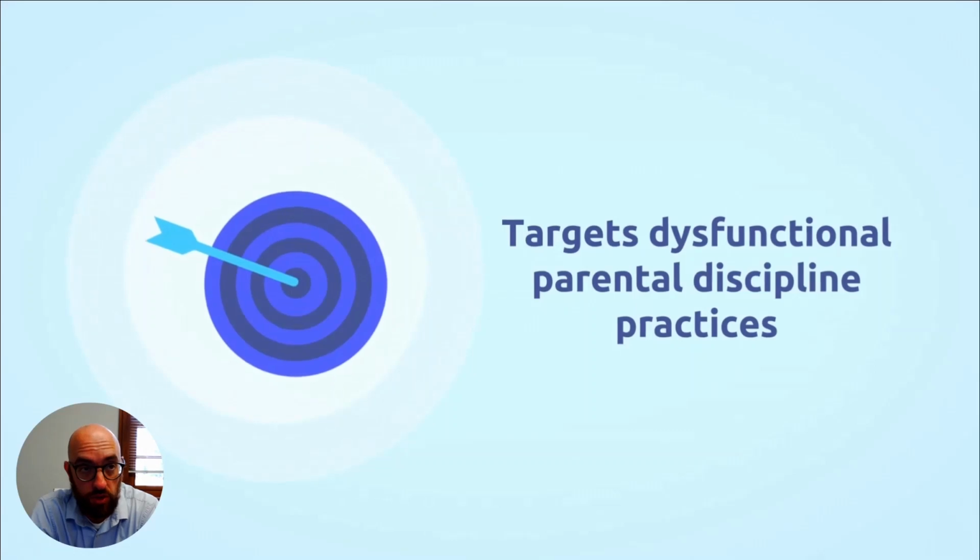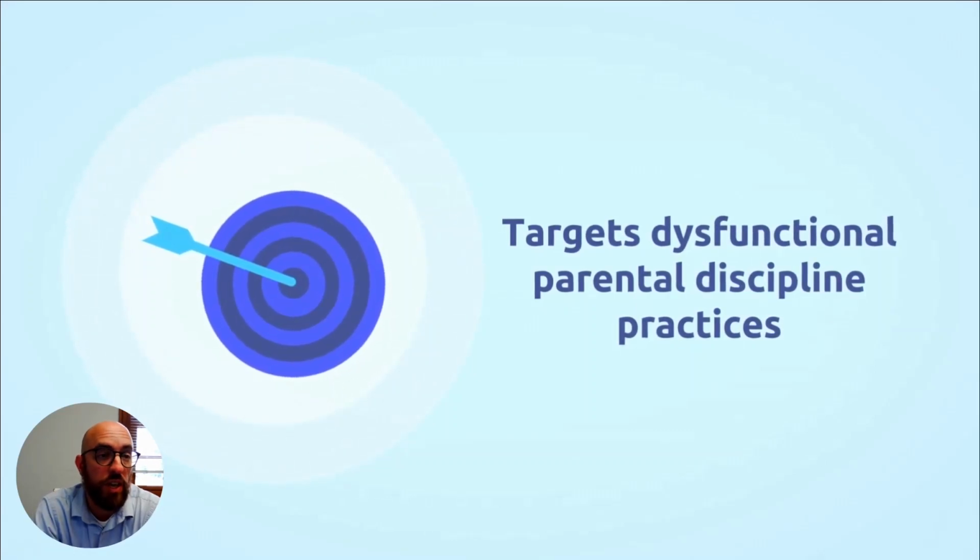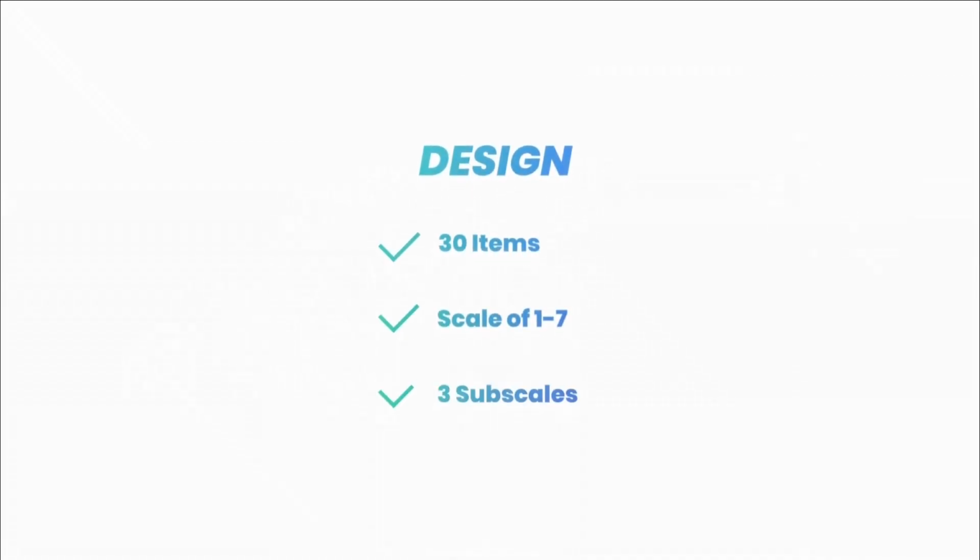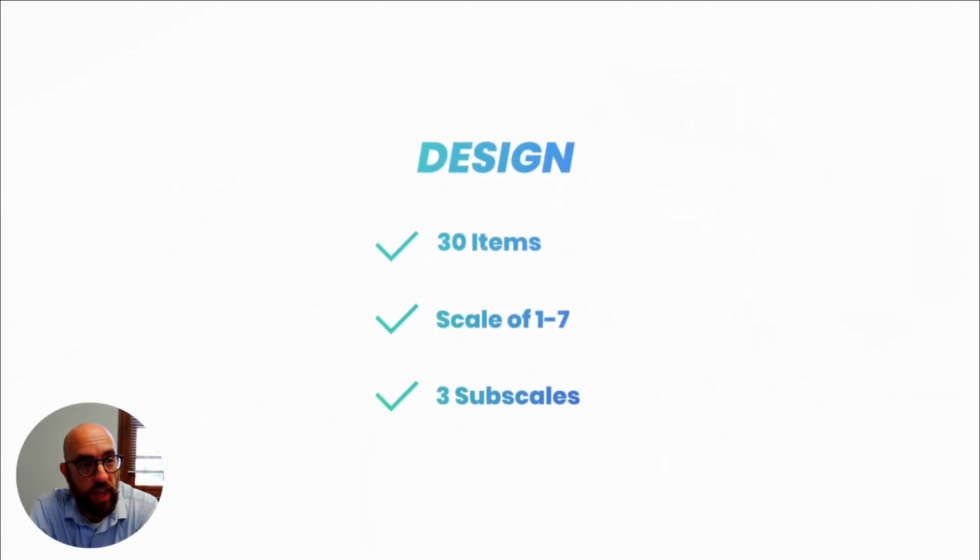The overall purpose of the parenting scale is to target dysfunctional parental discipline practices. The parenting scale consists of 30 items, each one on a scale of 1 to 7, and there are 3 stable factors of dysfunctional discipline style that are identified: laxness, overreactivity, and hostility. In early trials, it was just laxness and overreactivity, almost as if they were polar opposites. Hostility questions, 3 of them, were added later.